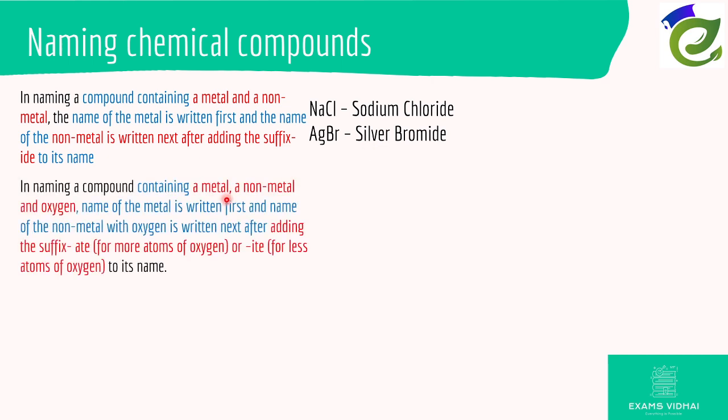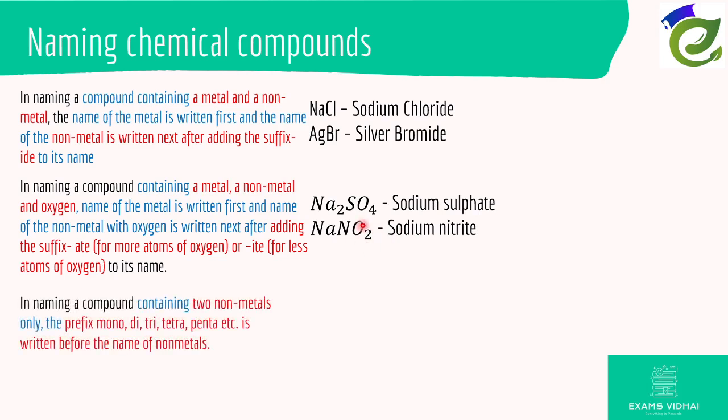Now, if the compound contains a metal and a non-metal along with oxygen, then you add "ate" if it has more oxygen atoms and "ite" if it has fewer oxygen atoms. Here you have 4 oxygen atoms in the first one, and 2 oxygen atoms in the second one. So it's sodium sulfate because it has 4 oxygen atoms, and sodium nitrite because it has two oxygen atoms.